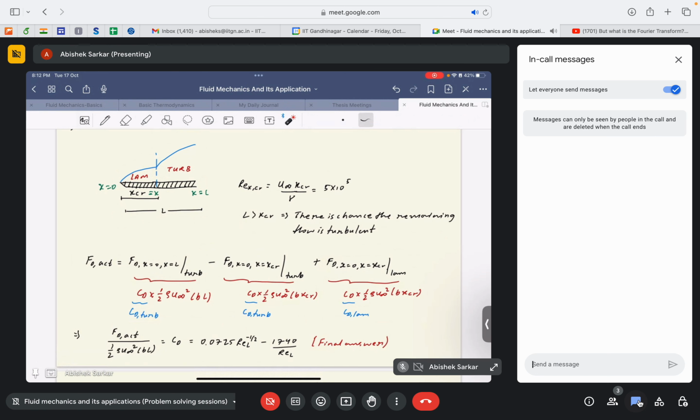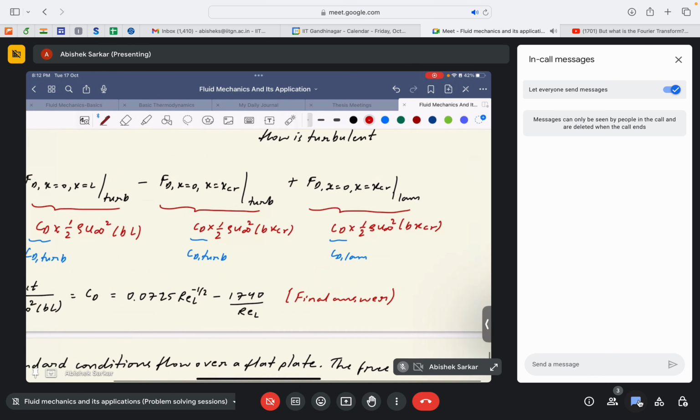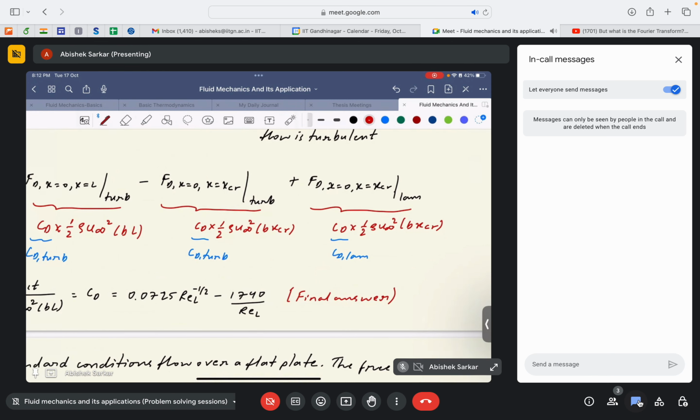Once we do that, we get the expression for the drag force, and then just divide it by this term, half rho infinity square into BL, to get the expression for the drag coefficient, which is given by this expression. So I hope this was clear, the solution methodology, how to evaluate the drag when there is a transition in the boundary layer.